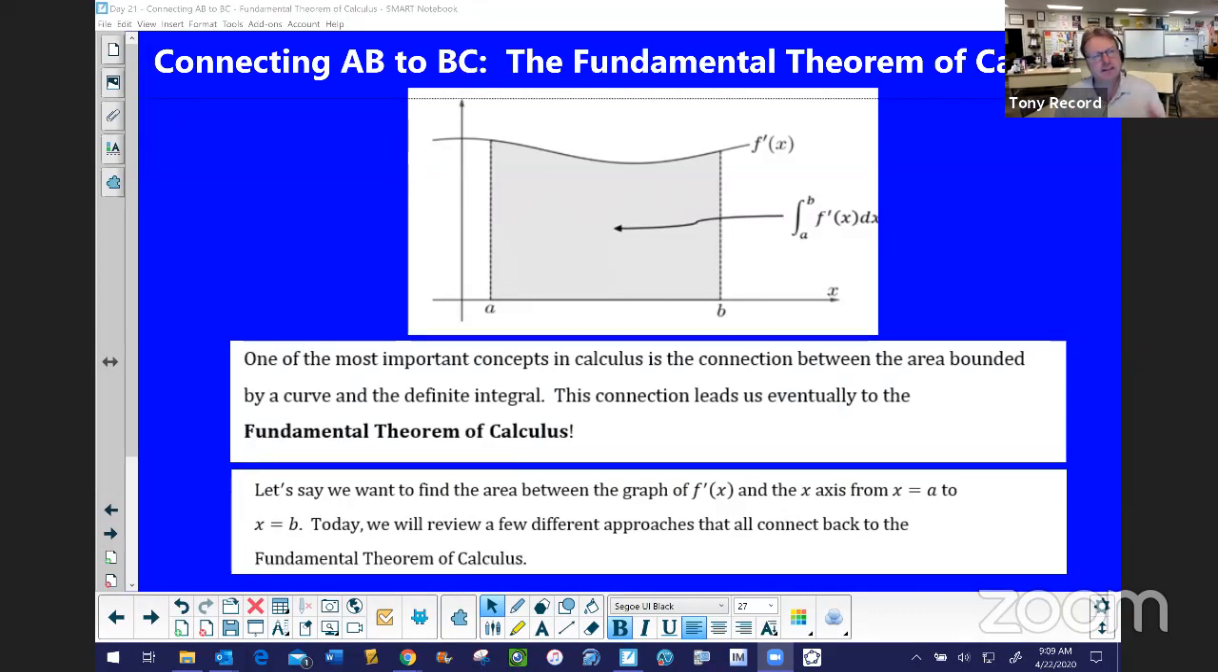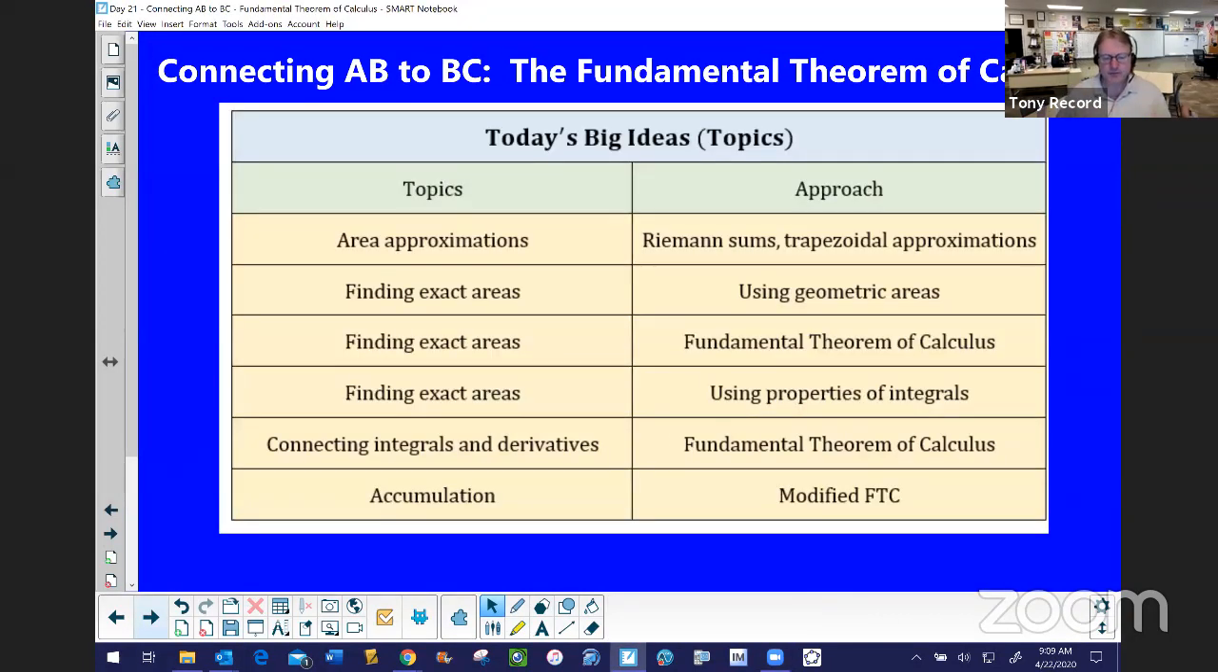So that's what we want you to think about. Fundamental theorem of calculus associated with finding the area under the curve. And so we've got today's big idea, fundamental theorem, but we also have these subtopics that we're going to weave in, like area approximations and finding these exact areas and connecting things in the accumulation. And so our topic on the left side kind of begets our approach on the right side. Area approximations, yeah, why not? Riemann sums, trapezoid approximations, the way that we've been talking about these for the past couple of weeks.